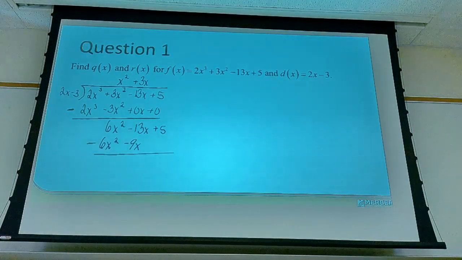And subtract. Let's make those green bits consistent. Six x squared minus 6x squared, 0. Negative 13x minus negative 9, it's the same as 9 minus 13. Negative 2? No, negative 4. And that 5 carries down.